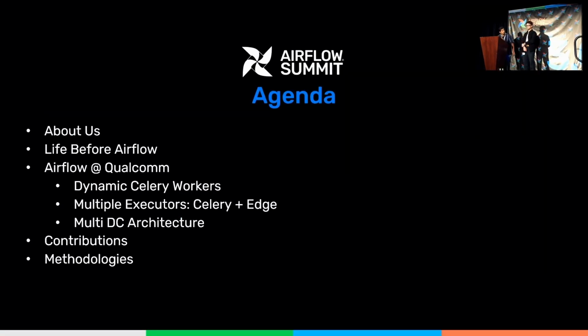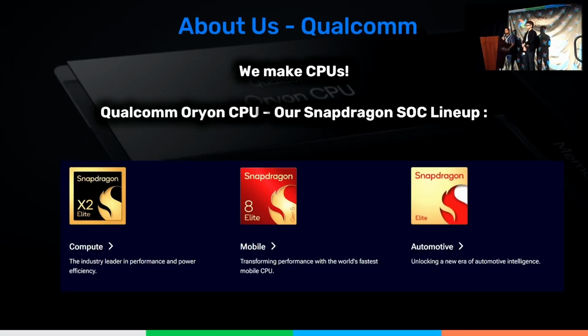I'm going to skip through the agenda because we have a lot of material to cover. Let's just talk about who we are. We are the Qualcomm Oryon CPU team within Qualcomm, and our CPU is the CPU that goes into the Snapdragon lineup of chips. So if you happen to have a latest Android smartphone, chances are you're using our CPU in there. Airflow has played a critical part in the design process of the chip, right? We also have mobile and automobile offerings as well. So, do check us out.